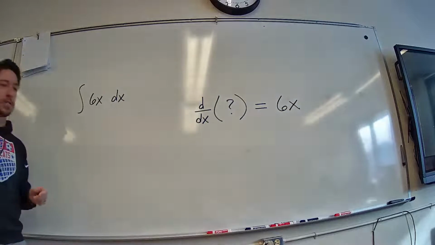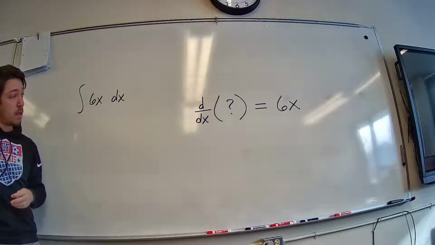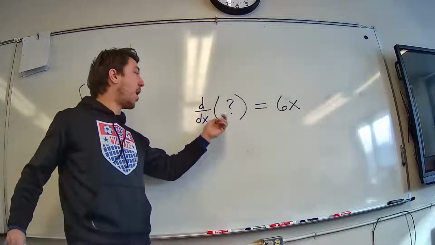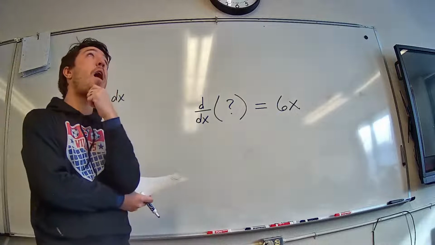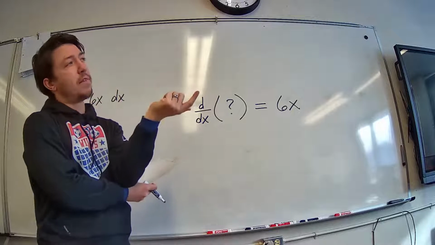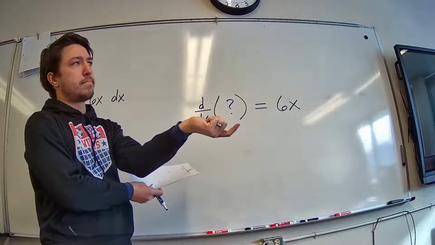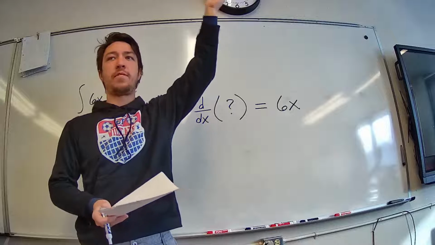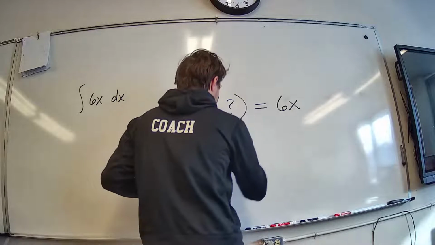Okay, so think for a couple seconds. Don't shout it out if you think you know it. Just give everyone a chance to think about this one. Or in English, it reads, the derivative of what would be 6x? So is there a function out there that if you took the derivative of it, you would end up with 6x as your answer? All right, so who thinks they know the answer? Anyone? A few? Rafe, you know it? 3x squared.